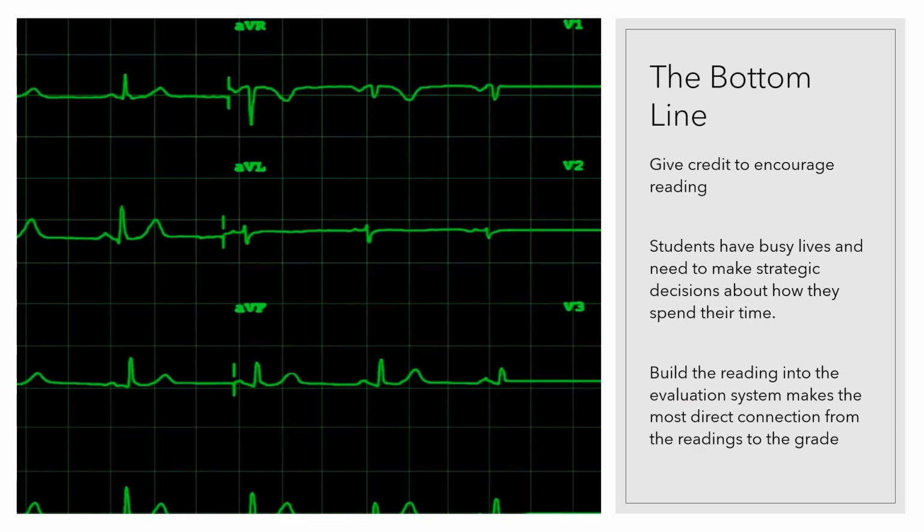So here's the bottom line. The bottom line is that you must give credit to encourage reading. Your students have busy lives and they need to make strategic decisions about how they spend their time. Help them. Build the reading into your evaluation system that will make the direct connection from the readings that they will have to do to the grades that they hope to achieve.